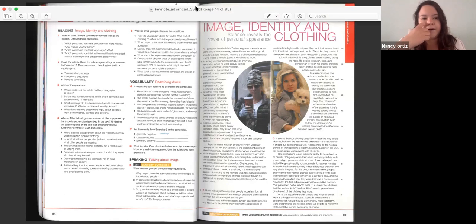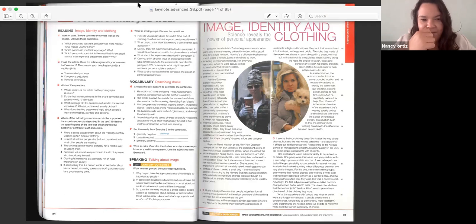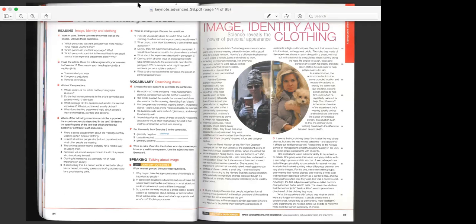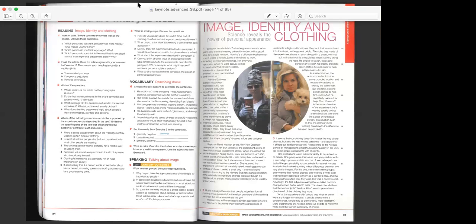And number 4, what does the third experiment imply about people's view of themselves, painters and doctors? What do you think? Doctors are smarter than painters. Okay, well, that's something I understood a little bit hidden in the experiment. But my question is, what does the third experiment imply about people's view of themselves? What people believe of themselves, not a statement like doctors are smarter than painters, because that was the experiment, right? But what were these students thinking of themselves? What do you think? They are smarter depending on what they wear.